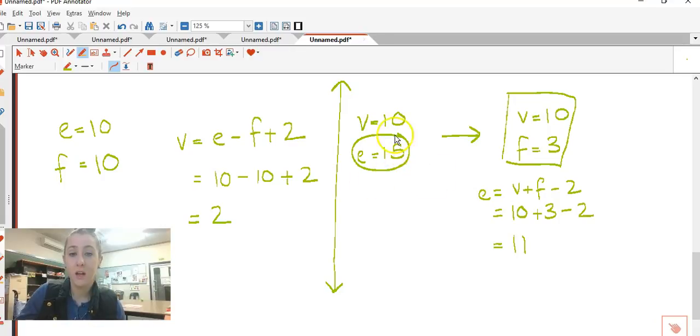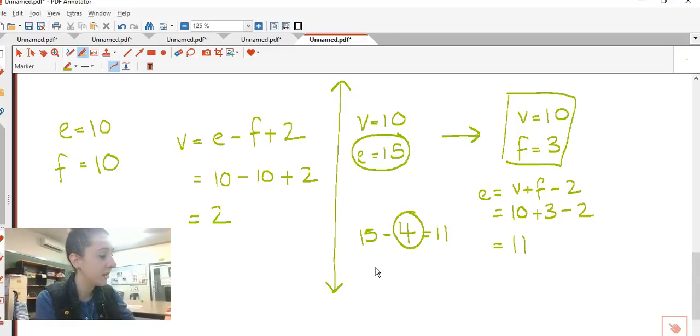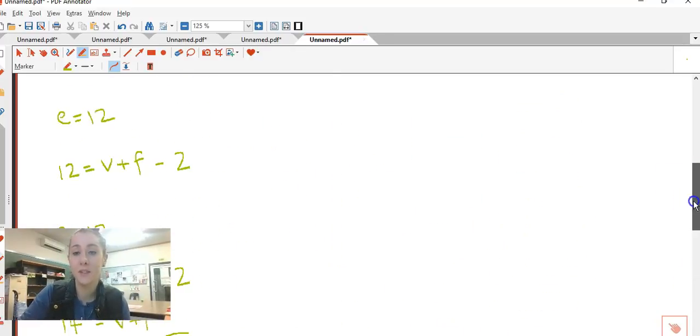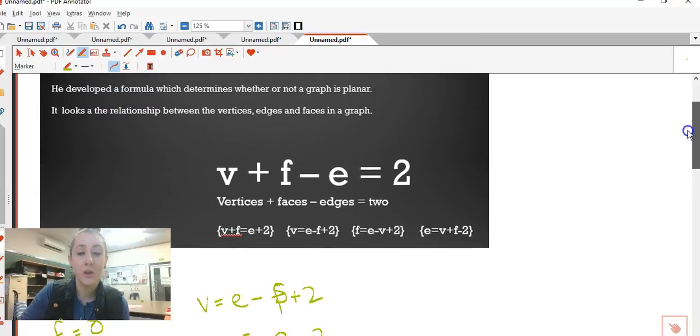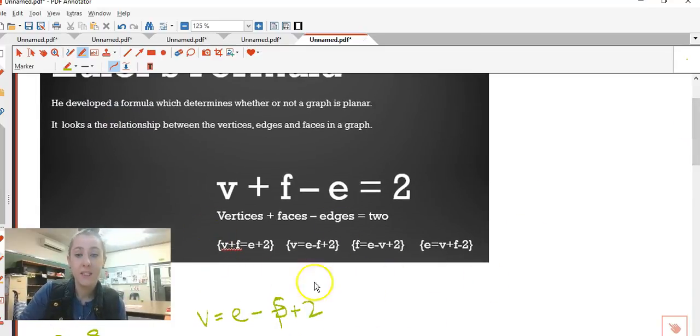I know that I started with 15. I was then left with 11. So how many did I take away? I took away 4 of those edges. So 4 is A. That's how you work those out, just using that formula and working through. Again, it's really key to put those different formulas into your toolbox or your cheat sheet, especially these transposed ones, because it's going to make it nice and simple for you.